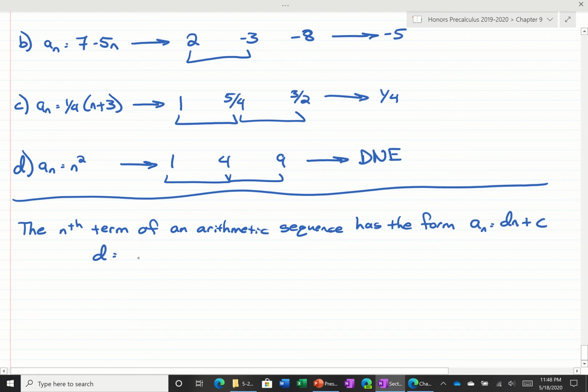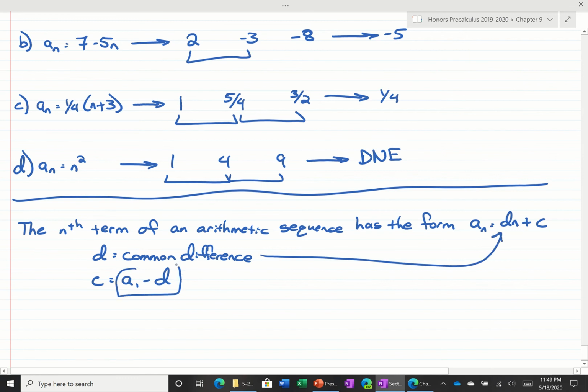where d is our common difference, which we just talked about how to find. And c is going to be the first term minus that common difference. All right, so d would be our common difference. It's this. And then c usually goes right there.